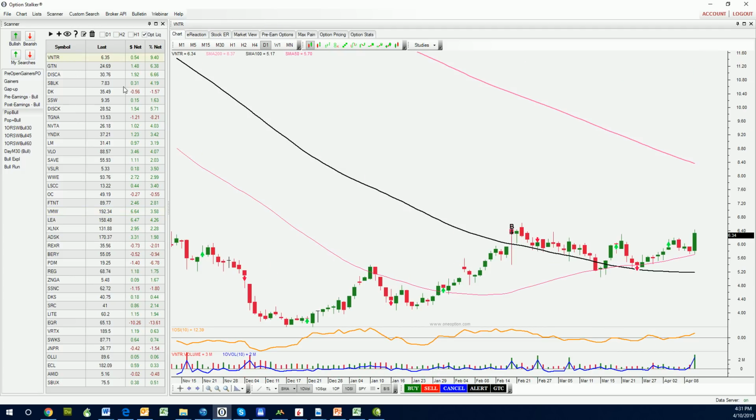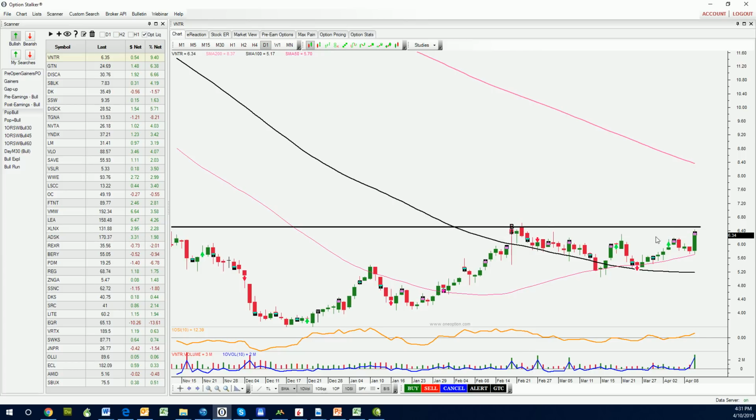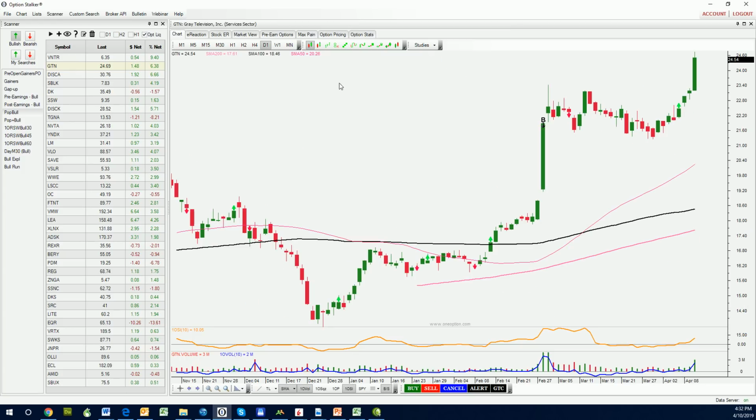So right here, it's not quite there for me. I'm going to put a GTC alert on it though right there, because if it can get through this horizontal resistance, I am way interested.